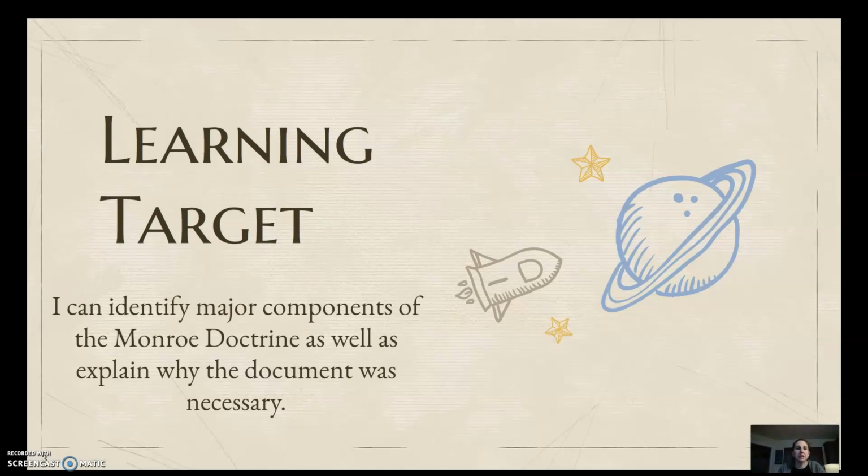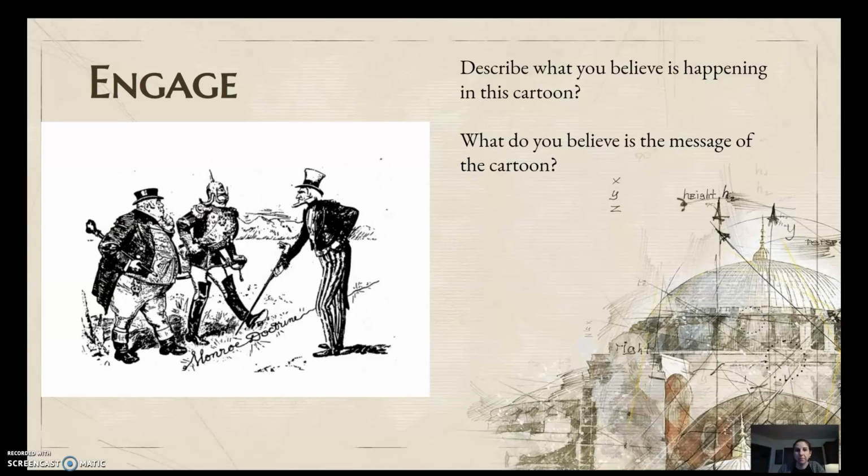Okay, so the learning target is I can identify major components of the Monroe Doctrine as well as explain why the document was necessary. Okay, so I want you to look at this photograph here and describe what you believe is happening in this cartoon and what you believe is the message of the cartoon. So pay attention to the details. Look at the pants, look at the hat, look at who drew what, look at the different sides.